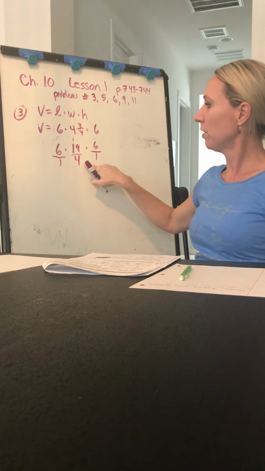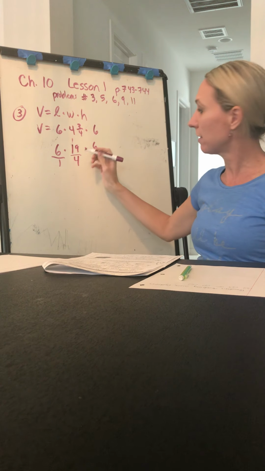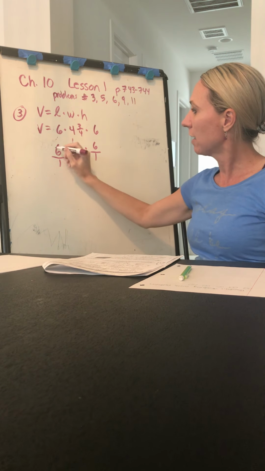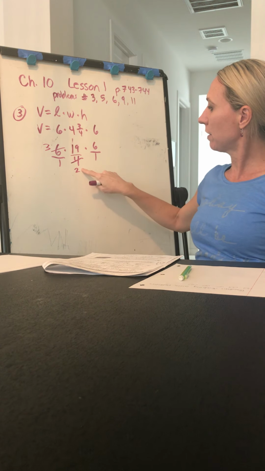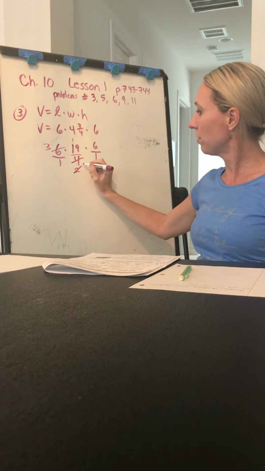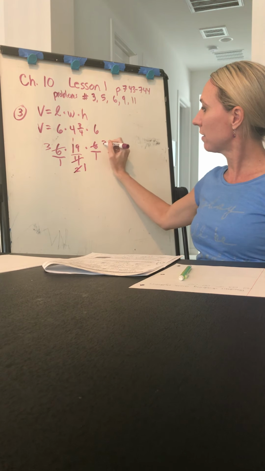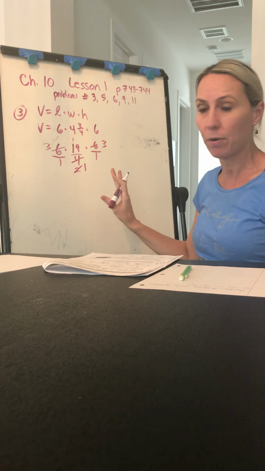Okay, so you can either do this 4 with this 6 or this 4 with this 6. 2 goes into both 4 and 6. So 2 goes into 4 twice, and 2 goes into 6 3 times. And then you can also do this 2 with this 6. You can keep going until everything's simplified. So 2 goes into 2 once, and 2 goes into 6 3 times. As long as one's on top and one's on bottom, you can do that and keep going.